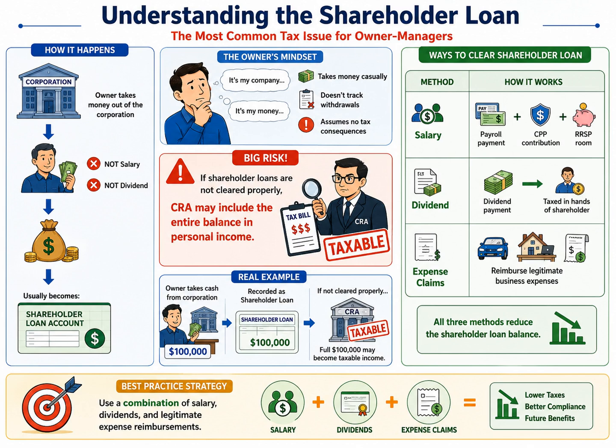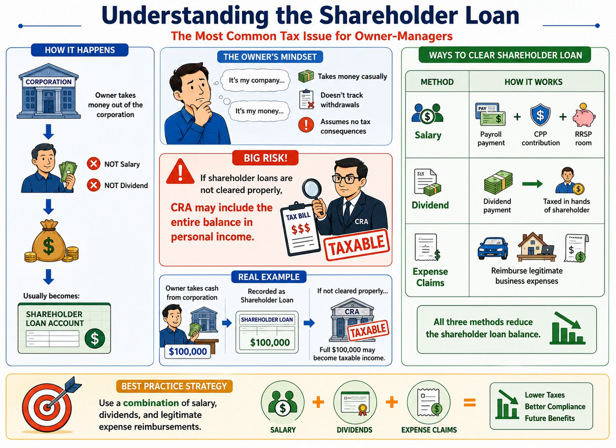Fortunately, there are several legitimate ways to reduce or eliminate the shareholder loan balance. One option is to pay the owner a salary, which creates payroll deductions, CPP contributions, and additional RRSP contribution room. Another option is to declare dividends, allowing the shareholder loan to be cleared through dividend income. A third option is to reimburse legitimate business expenses that the owner personally paid, such as eligible vehicle or home office expenses, provided proper documentation is available.